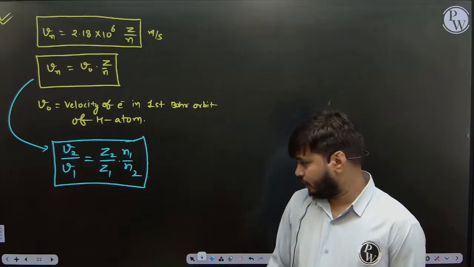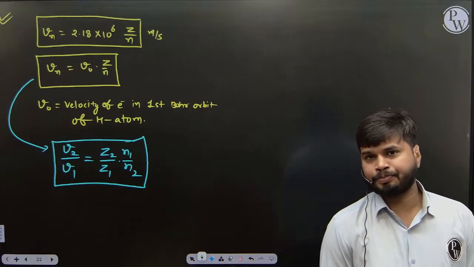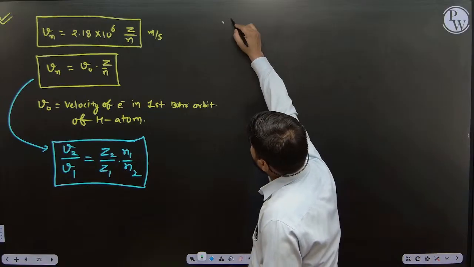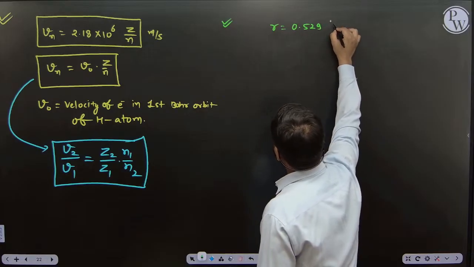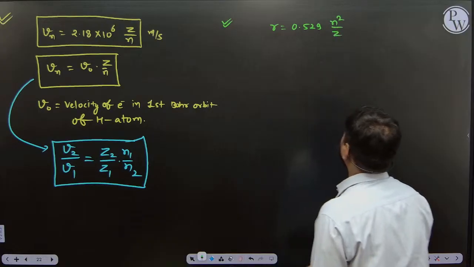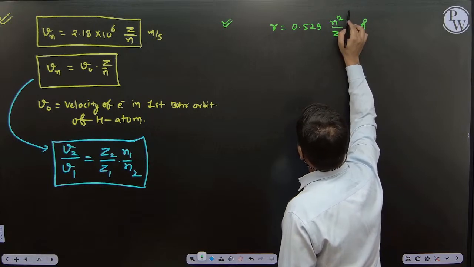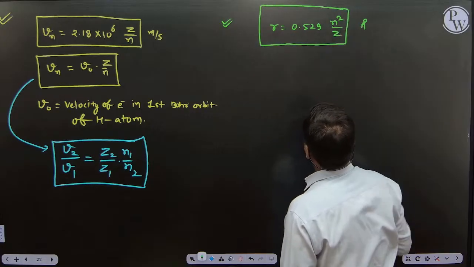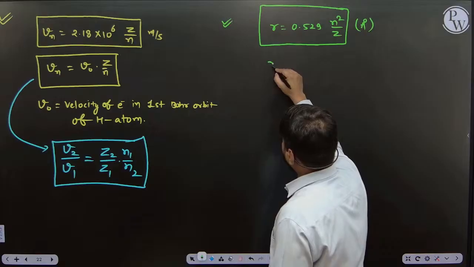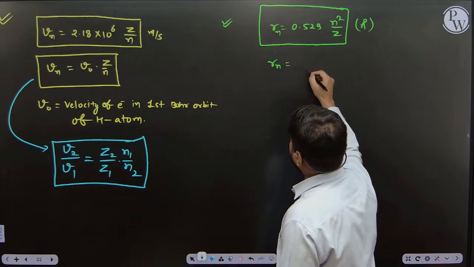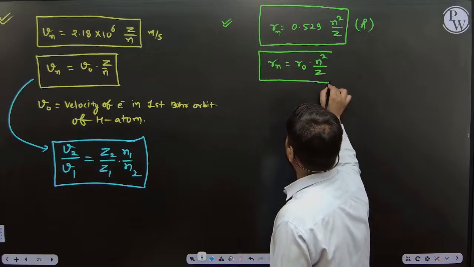Now the next thing we are going to discuss is the radius part. Radius r is equal to 0.529 n square by Z, and the unit of radius we are going to put in angstrom. Radius of the nth shell will be equal to r naught into n square by Z. We can also use this particular formula.